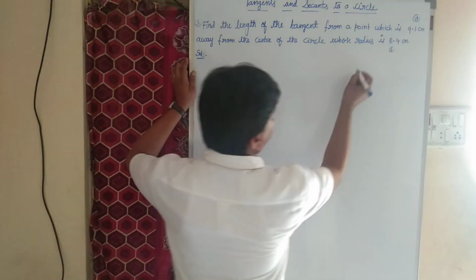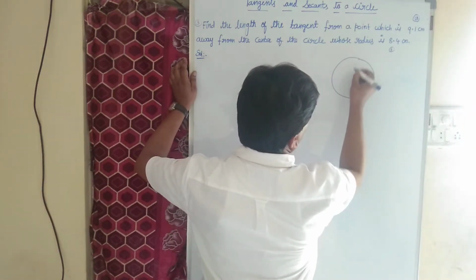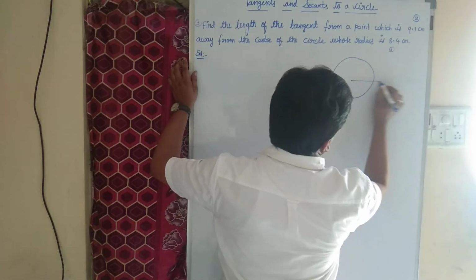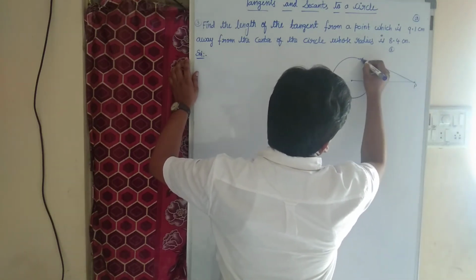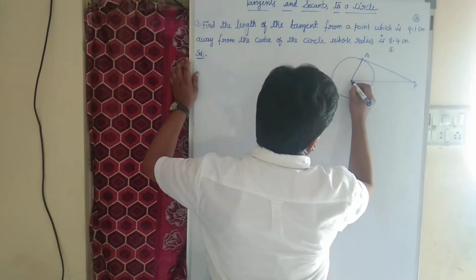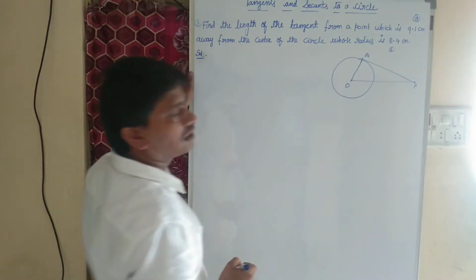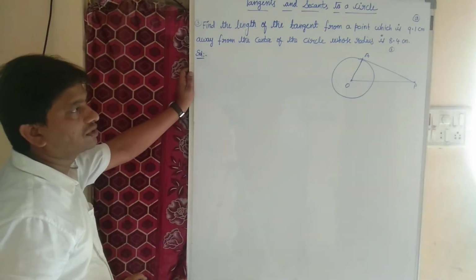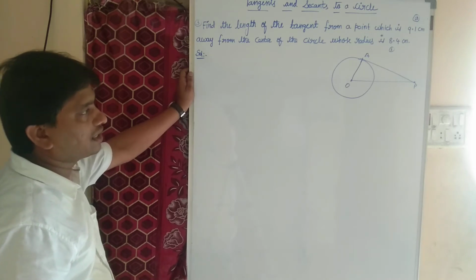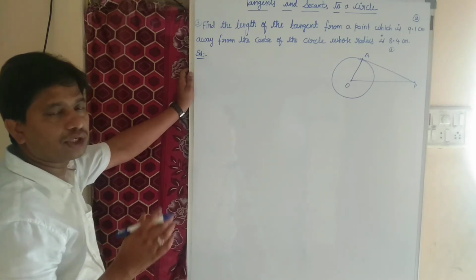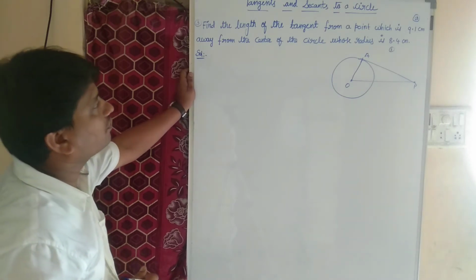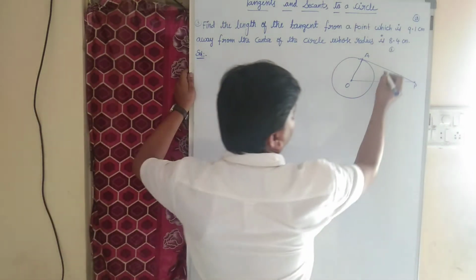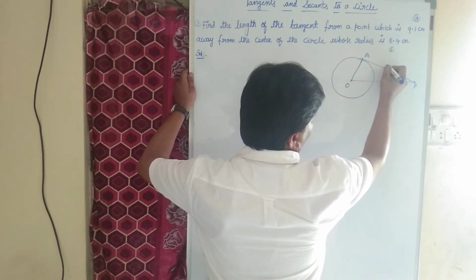Okay, this is our center, this is our point P. AP is the tangent, right? AP is the tangent, OA is the radius, OP is the distance from the center to the point which is away from the center of the circle. They are asking to find what? Length of the tangent. This we have to find.